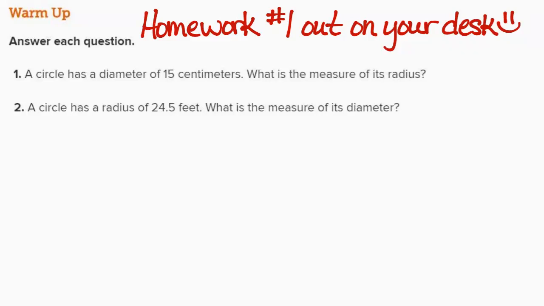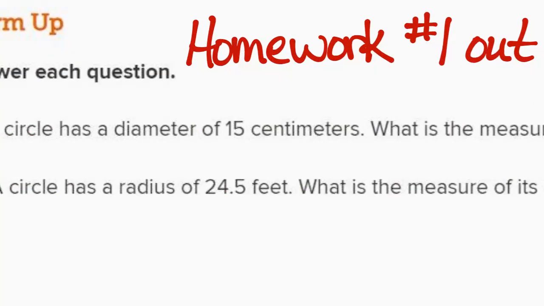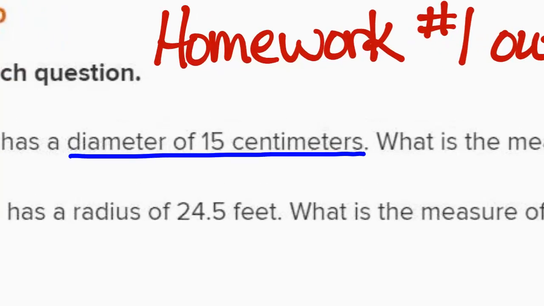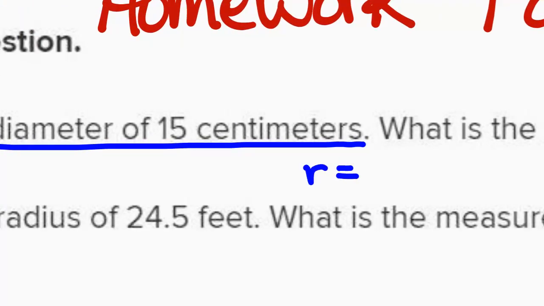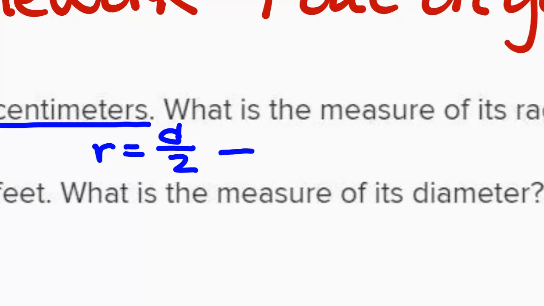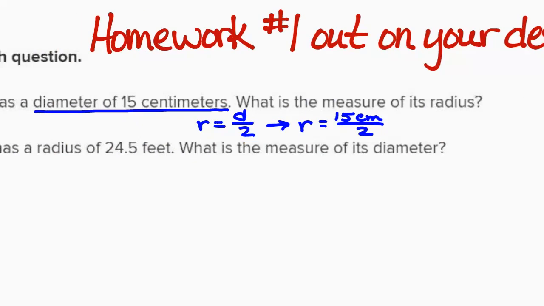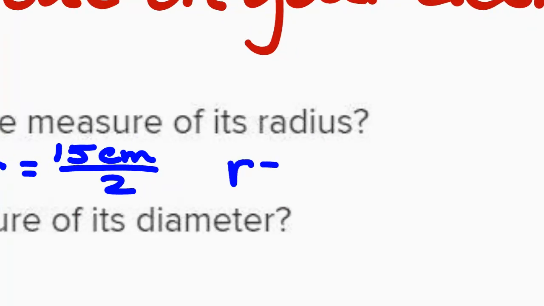So if a circle has a diameter of 15 centimeters, how would we find the radius? Divide it by 2. Radius is equal to diameter divided by 2. So that means the radius is equal to 15 centimeters divided by 2. And what is 15 cut in half? 7.5. So the radius is 7.5 centimeters.